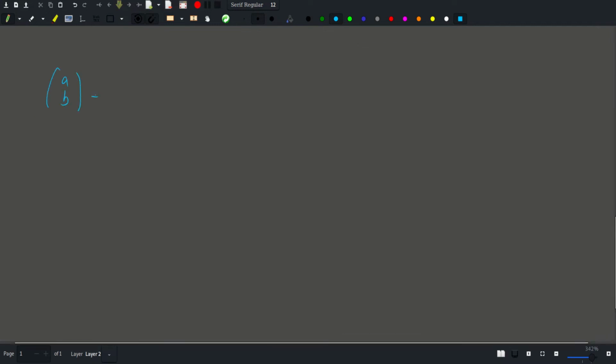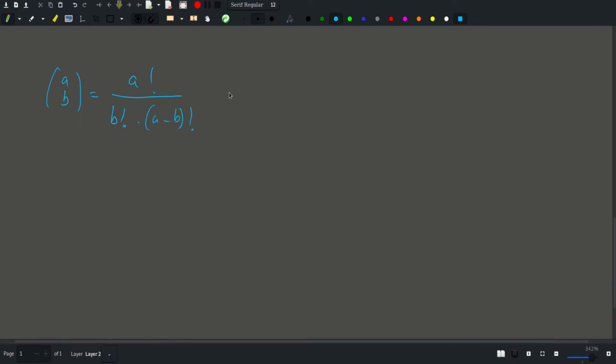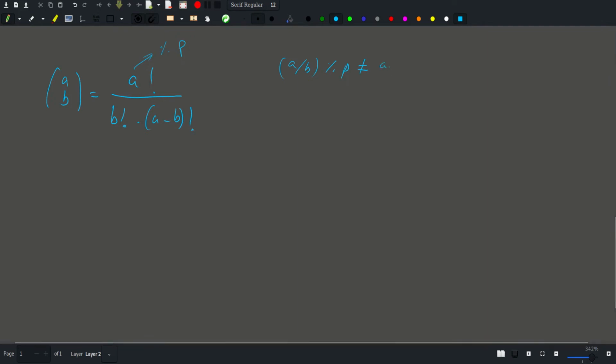So as we said, the binomial coefficient (A choose B) is equal to A factorial divided by B factorial times (A minus B) factorial. So the only challenge here is that these values will be very large, and that's why we need to calculate them modulo some prime number. And if we only had multiplication or addition, it would be fine, but here we have division, and as we know, A divided by B mod P is not equal to A mod P divided by B mod P.